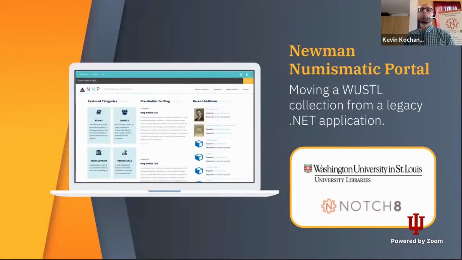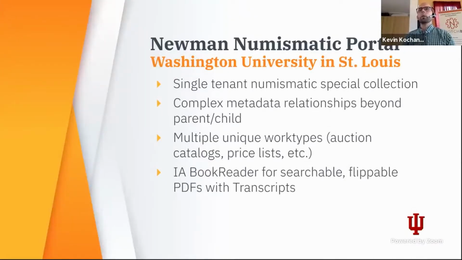The Newman Numismatic Portal is a project with Washington University in St. Louis, and that's moving a collection from a legacy .NET application that they took over. This is actually a single tenant Hyku instance for a numismatic special collection. It has some relatively complex metadata relationships beyond parent and child, and it includes multiple unique work types related to coin collecting. So auction catalogs and price lists are some of those examples. And we'll be implementing an Internet Archive book reader for searchable, flippable PDFs that include transcripts.